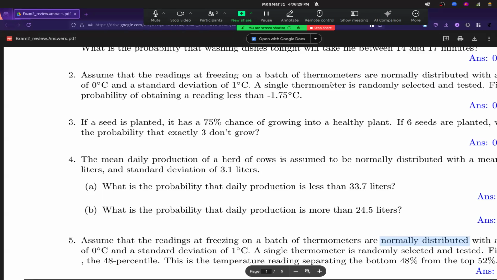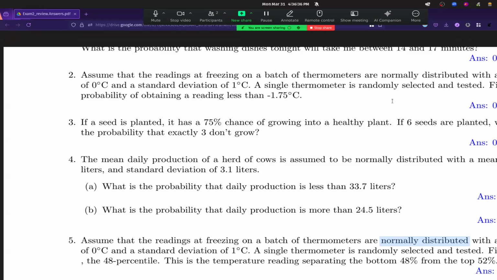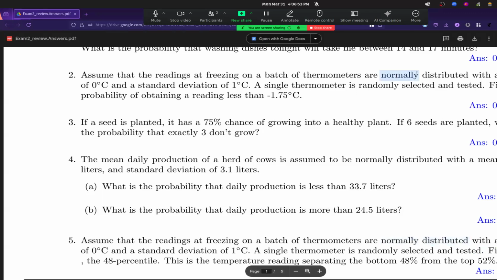Other than that, I could look at some of these others and mention what you want to think about and the type of problem it is. That might help you group them and see what the wording is to help you see what type of problem it is or what formulas to use. So anytime it says normally distributed, that's your key that you're using a bell curve. You're going to be using the normal distribution table.